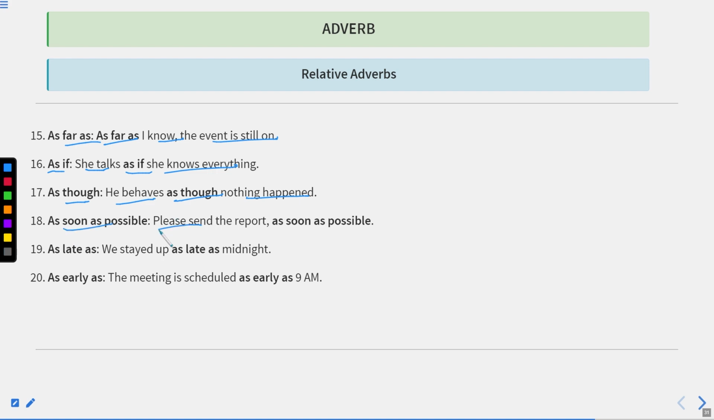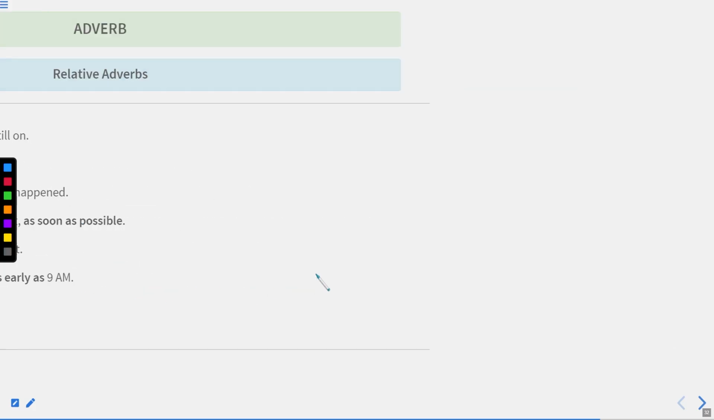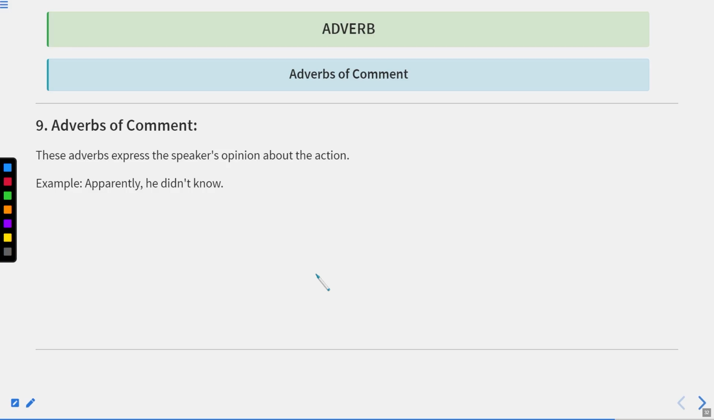As soon as possible: please send the report as soon as possible. It means in an urgent mode. As late as: we stayed up as late as midnight. As early as: the meeting is scheduled as early as 9 a.m. Now we'll discuss adverbs of comment.